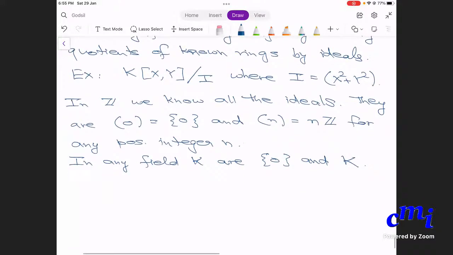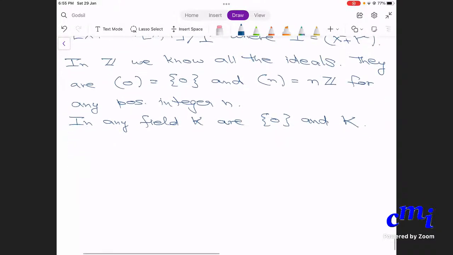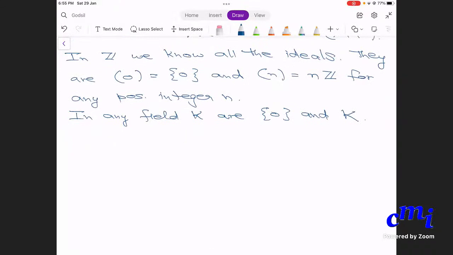This is a very simple proof. It just depends on the Euclidean algorithm and we can prove this. So in Z, all the ideals are of the form nZ and 0. In any field, the only ideals are 0 and the whole field.